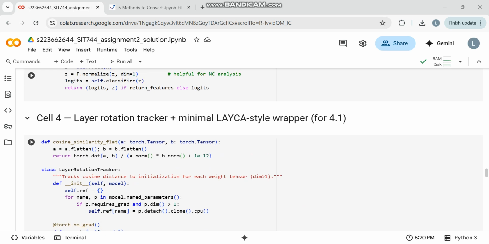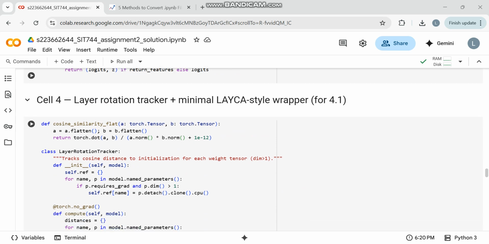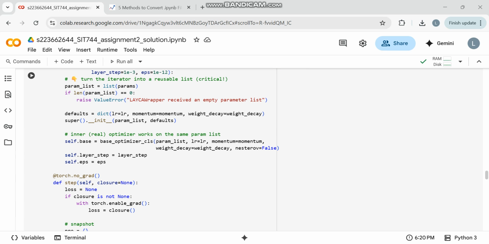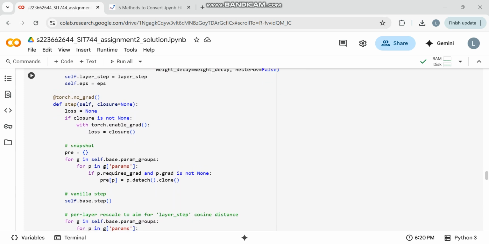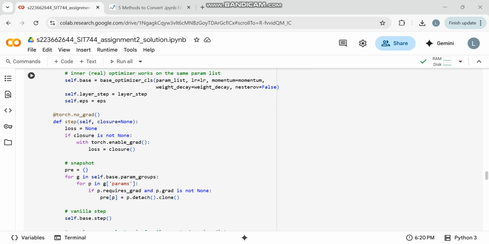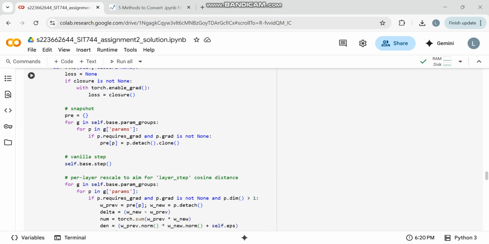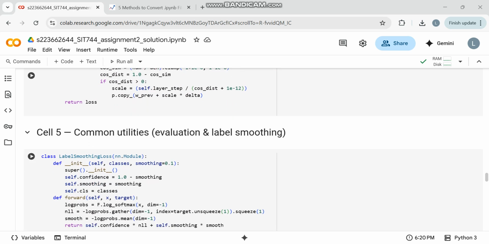As you can see, layer rotation tracks how far each layer's weights move from initialization, measured as cosine distance to init. Prior work shows that larger, more uniform rotation across layers often correlates with better test accuracy. We reproduce this with three optimizers: SGD, Adam, and a simplified LARS-style controller that equalizes per-layer rotation steps. And moving forward, we have the reproduction accuracy that we will be discussing.